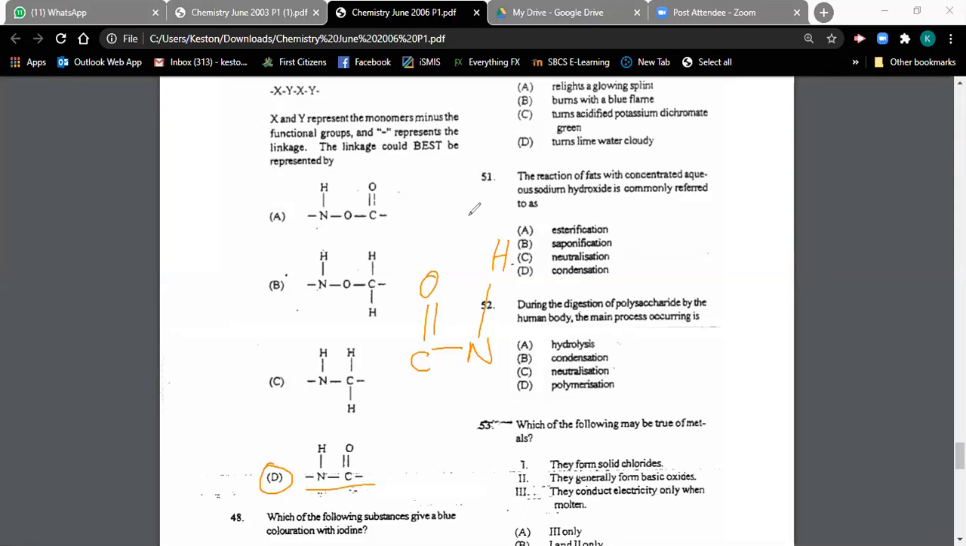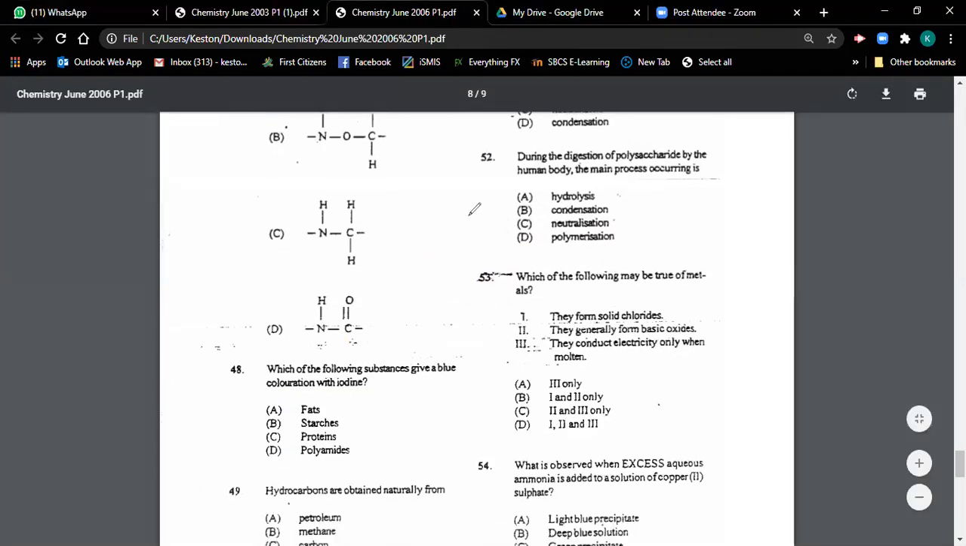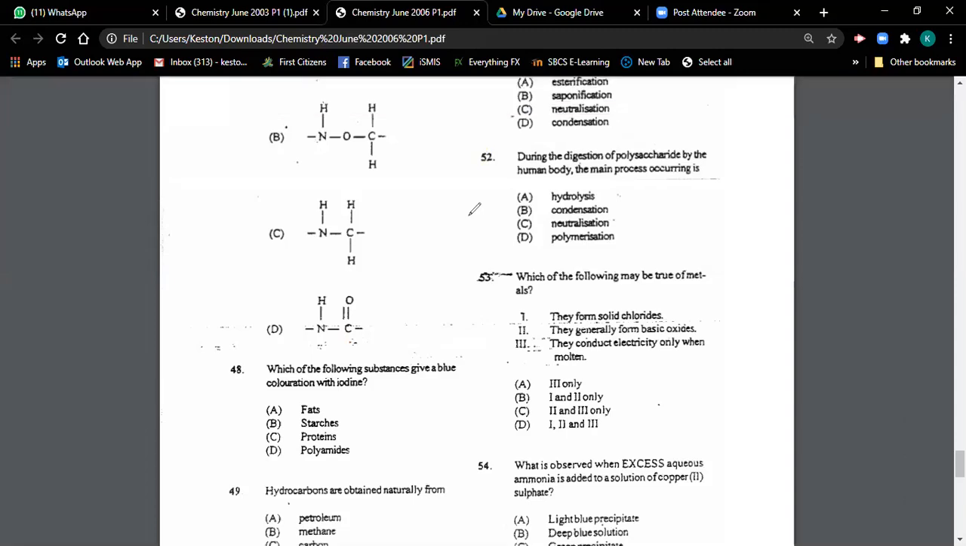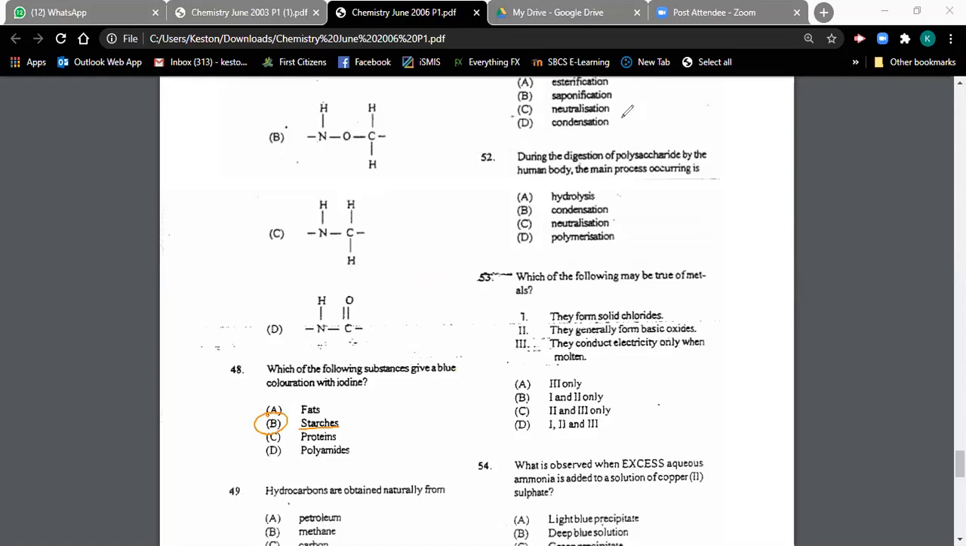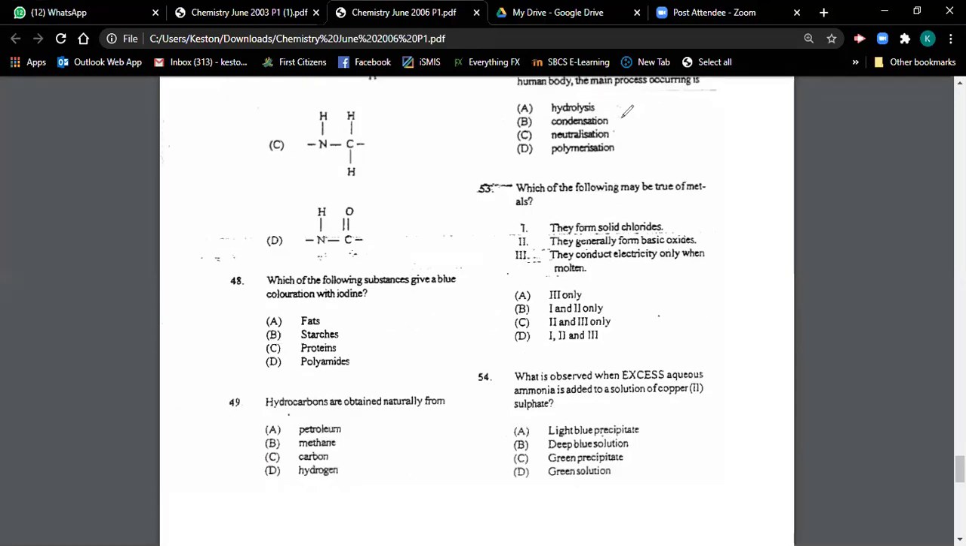Very good. 48. Which of the following substances give a blue coloration with iodine? Me bio student say, how do we test for starch? We use iodine and what happened? Bio people. Right? Blue black color presents as starch. 49. Hydrocarbons are obtained naturally from, where do we get hydrocarbons from? Petroleum. Right? Petroleum.